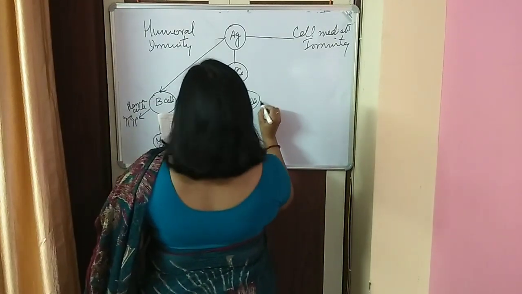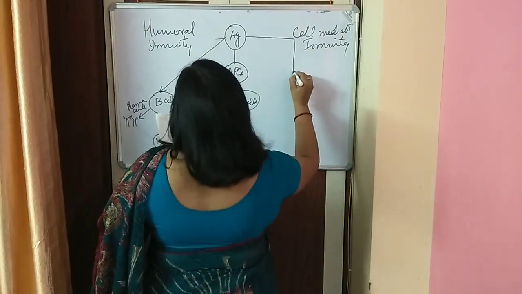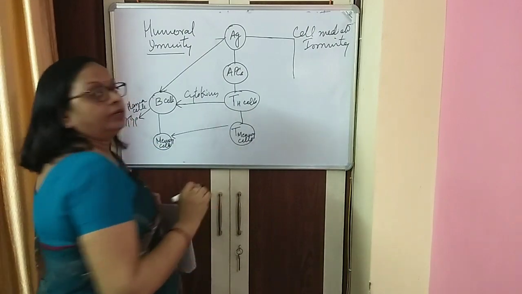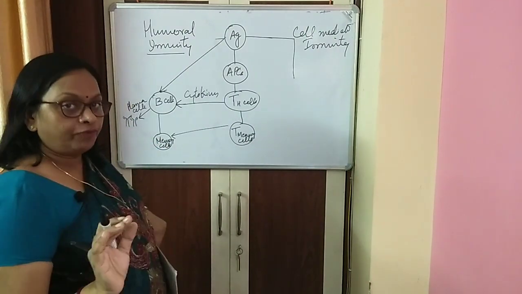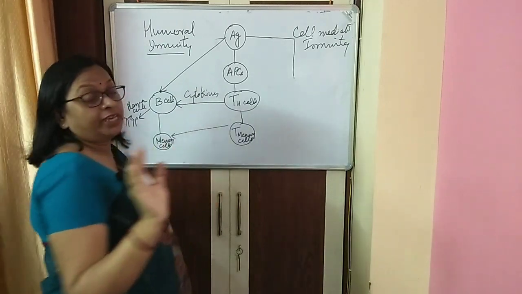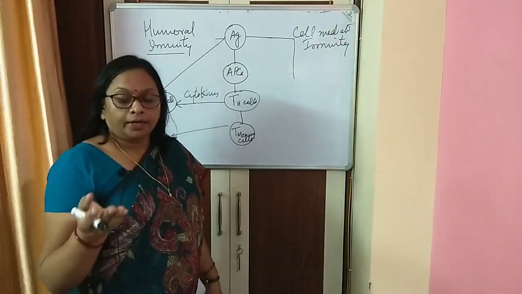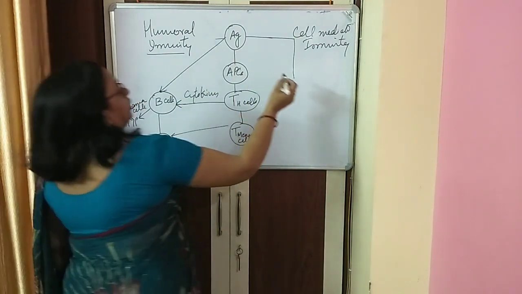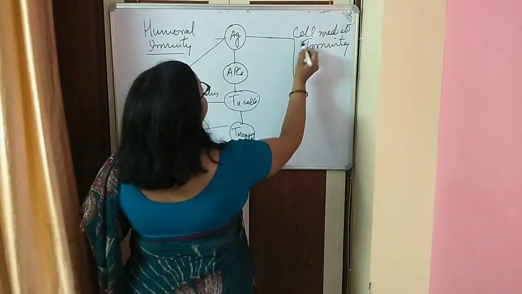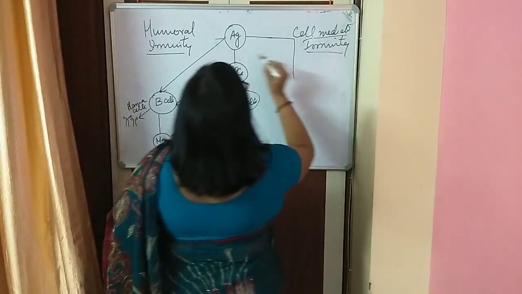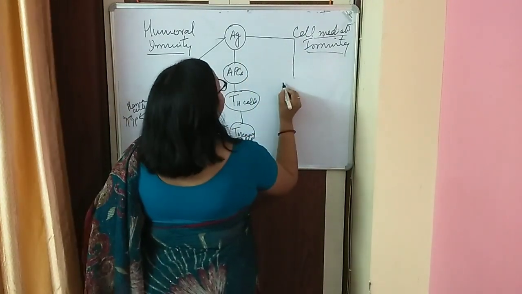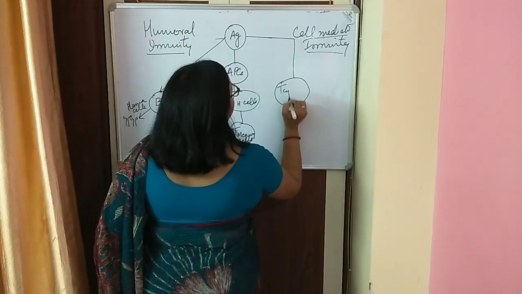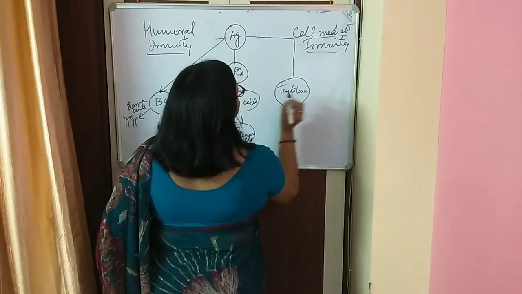And these helper T cells, here we are talking about humoral immunity, where antibody can be detected in the body fluid or the blood. Body fluid I am saying because instead of blood you can assess the antibody in the urine also, okay. But here, if it is cell mediated immunity, then antigen is taken up by which type of cell? T cytotoxic. Here you can see the difference.